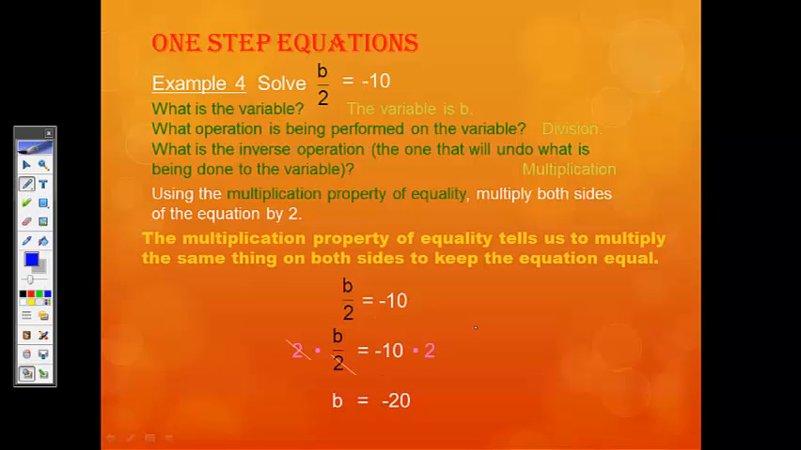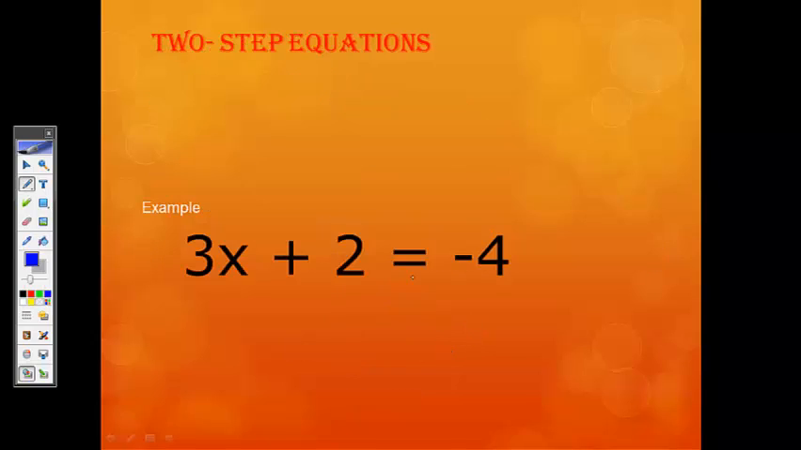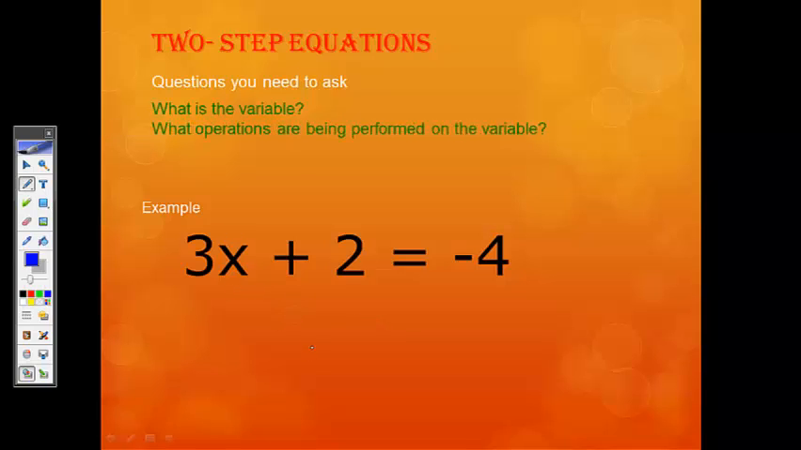Okay? Now we are ready to move on to two-step equations. Alright, here is an example. Again, we want to ask ourselves the exact same questions, except here we are dealing with more than one operation. Okay, what is the variable? Of course, the variable here is x. What operations are being performed on the variable? Okay, now operations. That's why this is plural. We have a multiplication and an addition. This is 3 times x plus 2.